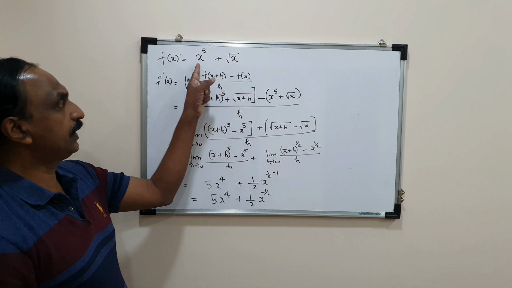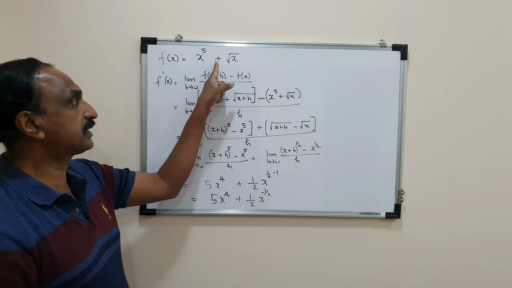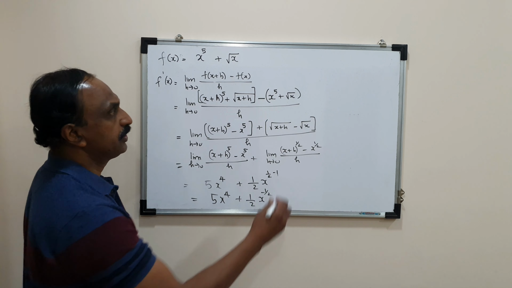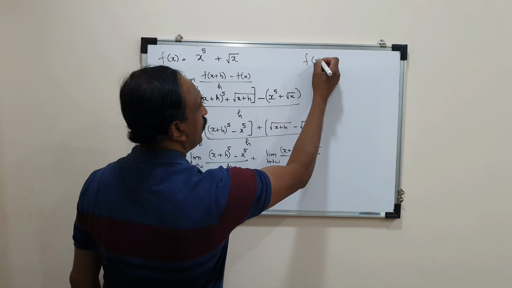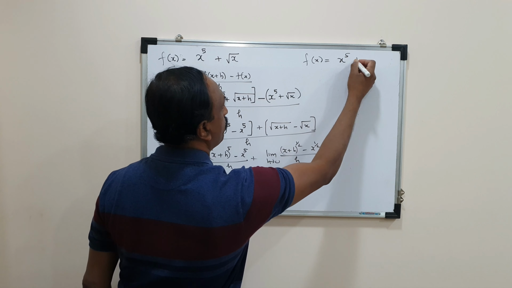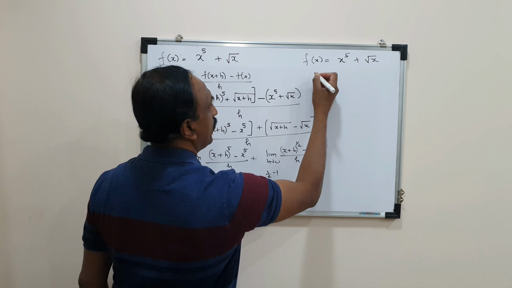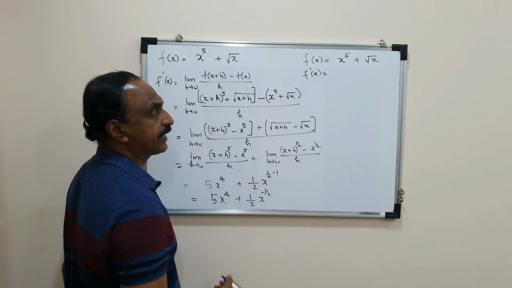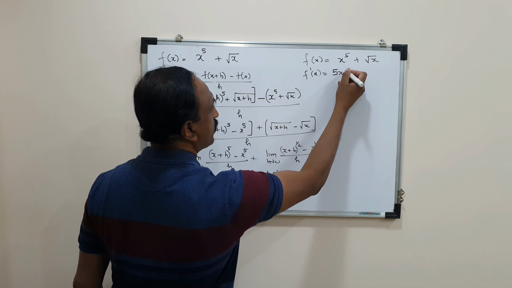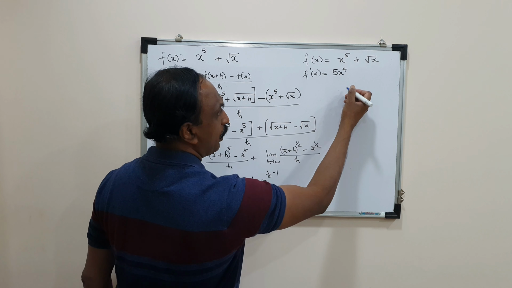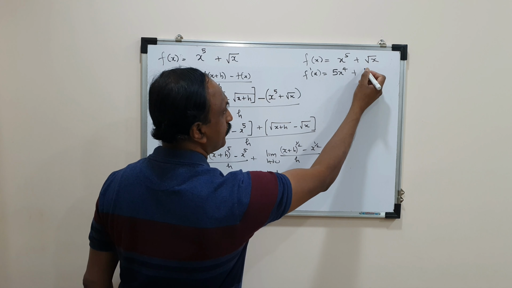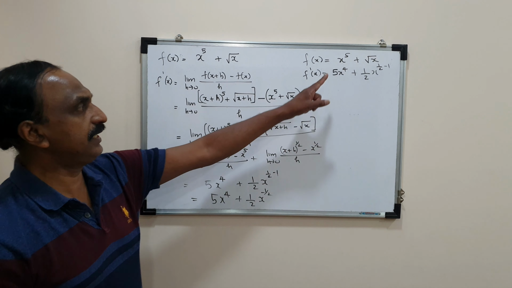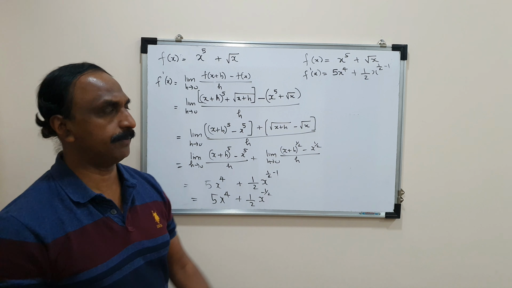If I want to calculate the derivative of functions connected by a plus sign, I can directly find the derivative of each term. So here is my conclusion. If f of x is x raised to 5 plus root x, directly I can calculate the derivative. Apply the formula on x raised to 5, so 5x raised to 4. Apply the formula on root x, that is x raised to half, so half x raised to half minus 1. So I can directly apply the formula on each of the terms.